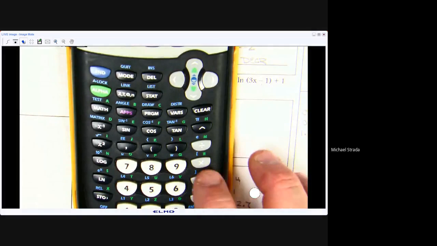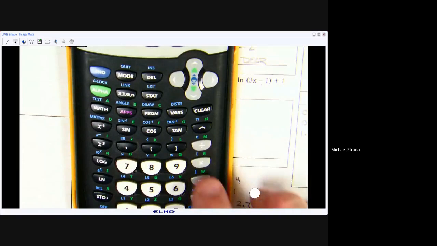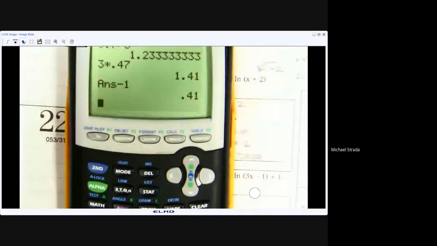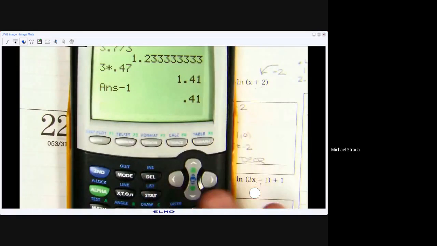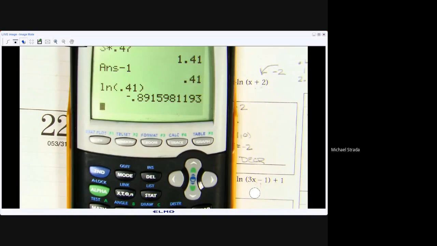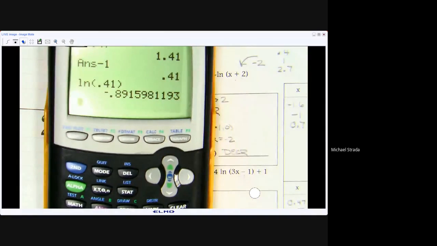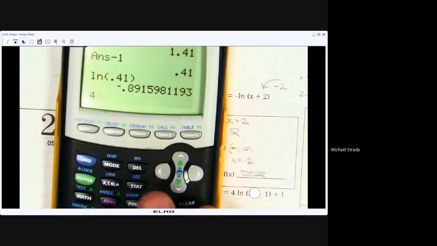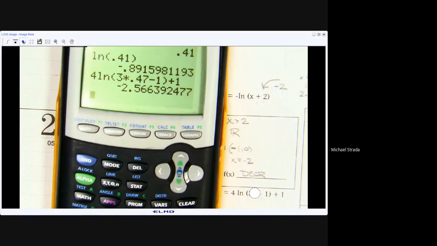So 3 times 0.47 minus 1 brings you back to 0.41. And if you do the natural log of 0.41, you get negative 0.891589811193, which is very close to the negative 1. And if you do the whole thing in the calculator, 4 natural log of 3 times 0.47 minus 1, plus 1, again, you get 2.6, that's on the outside.